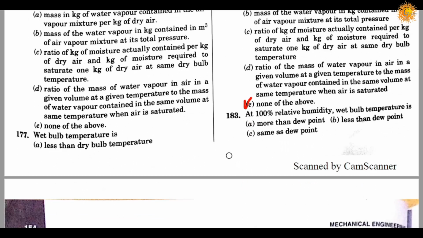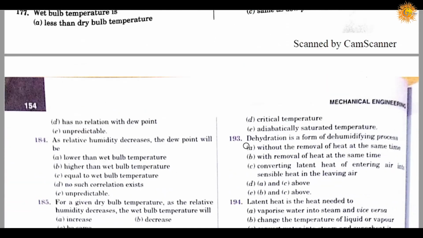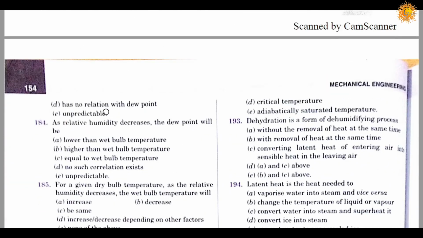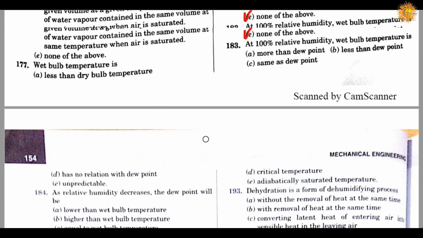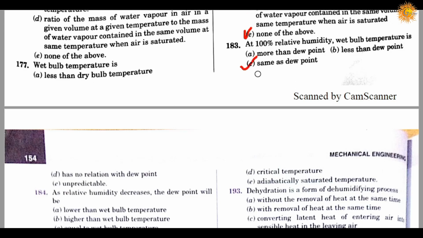Question number 183. At 100% relative humidity, wet bulb temperature is: option A, more than dew point; option B, less than dew point; option C, same as the dew point; option D, has no relation with dew point; and option E, unpredictable. So the correct answer, question number 183, is C, same as the dew point.